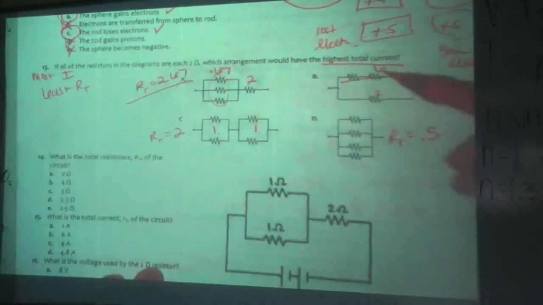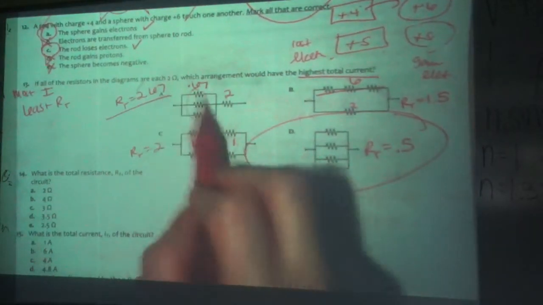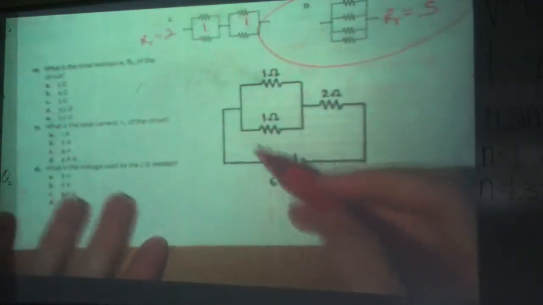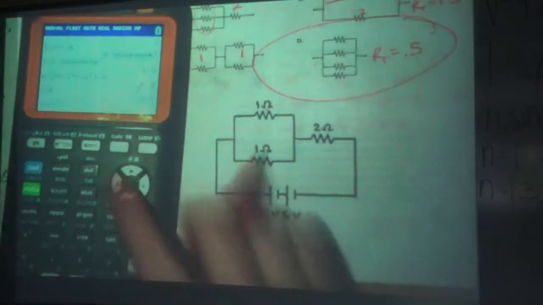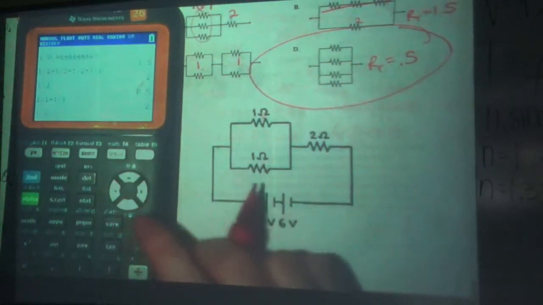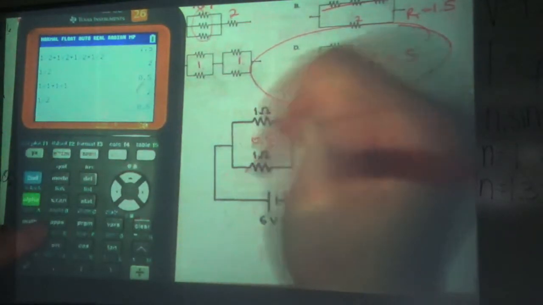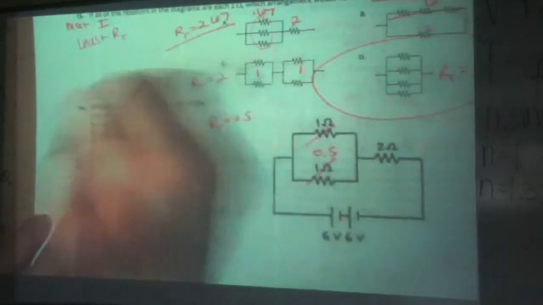So the highest total current comes with the least resistance, while this one has the least resistance. This one would have the least current because it has the most resistance. R total for this circuit: we're going to do these 2 in parallel. That's 1/1 plus 1/1, 1 over that. So that gives me right here 0.5. And then 0.5 plus the 2 gives me an R total of 2.5, which is E.